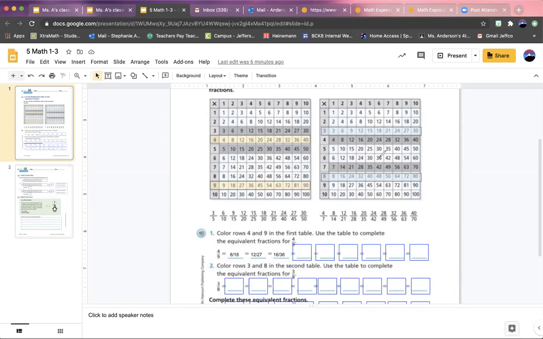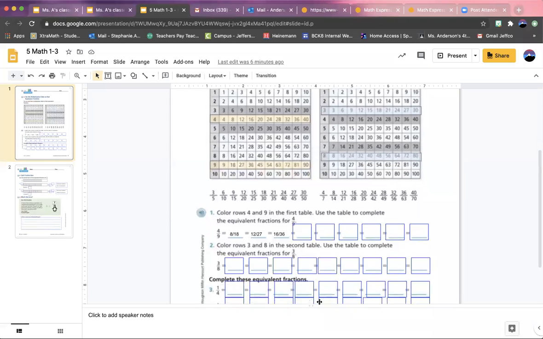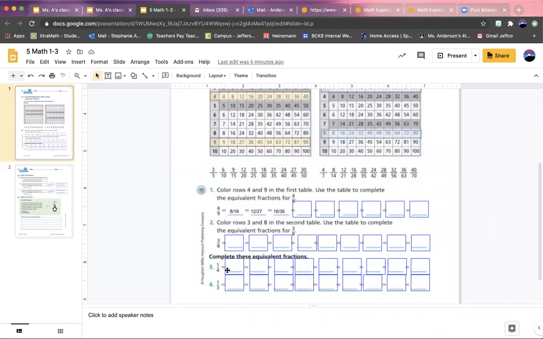But it still would be the same as 4/9. Now, when you go down here, it's the same thing, but I want you guys to try this one on your own. 3/8. Again, I colored them in for you, so if you need to follow the multiplication table, you can. And then the last one is 1/4 and 1/3.